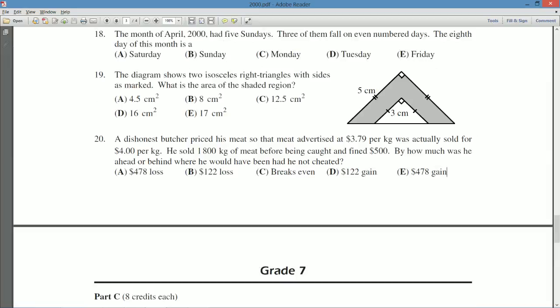A dishonest butcher priced his meat so that meat was advertised at $3.79 per kilogram, but was actually sold for $4 per kilogram. That is dishonest indeed. He sold 1,800 kilograms of meat before being caught and fined, so yay, the system works. He was fined $500. By how much was he ahead or behind where he would have been had he not cheated? Okay. So they're asking us to compare two things.